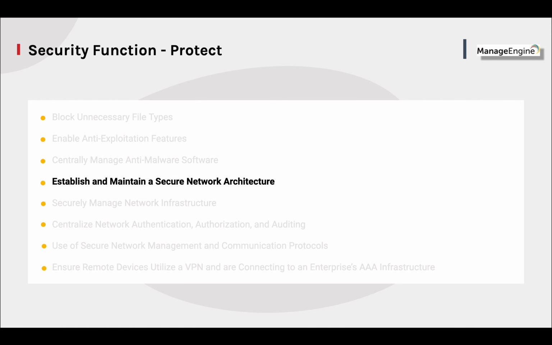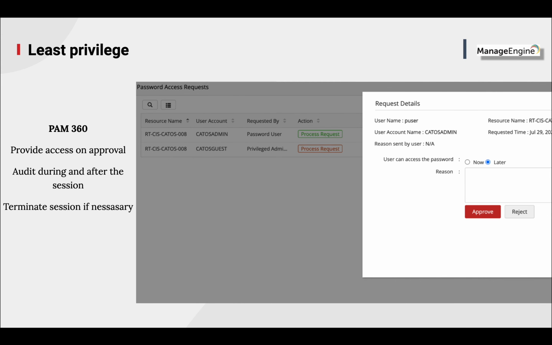Establish and maintain a secure network infrastructure. Control 12.2 speaks about segmentation, least privilege, and availability at a minimum. Segmentation in terms of production, non-production, and testing environments. Least privilege can be achieved using the PAM360 solution that we have already discussed.